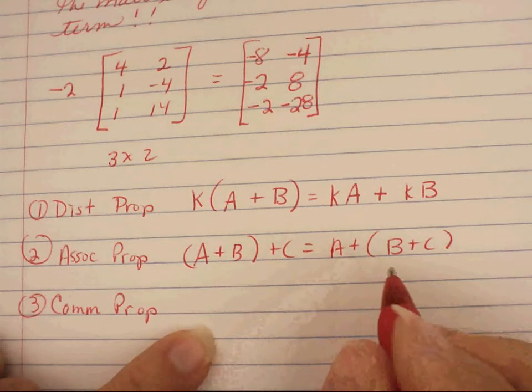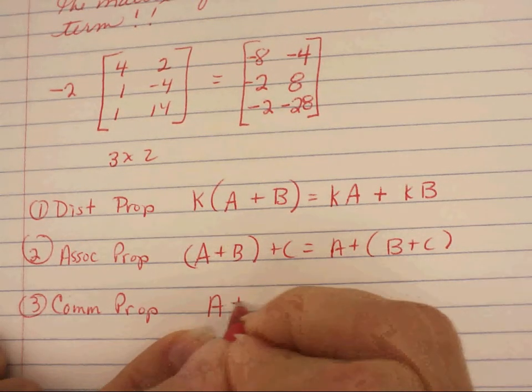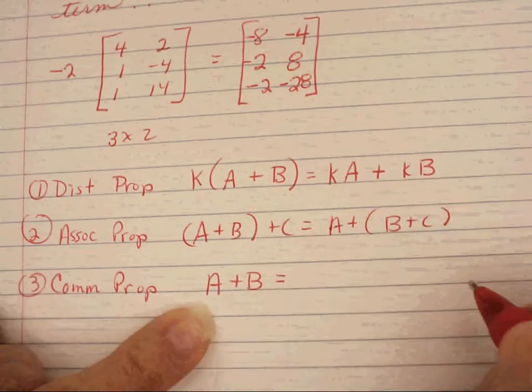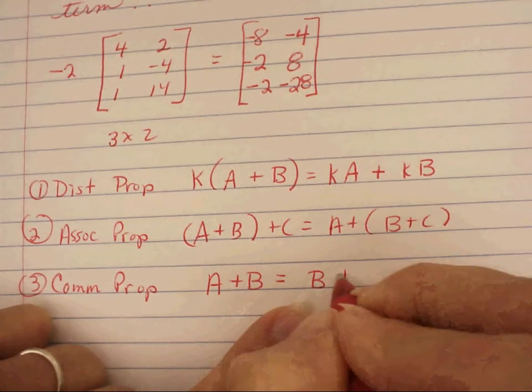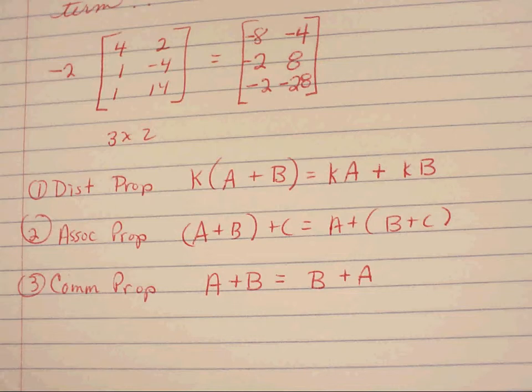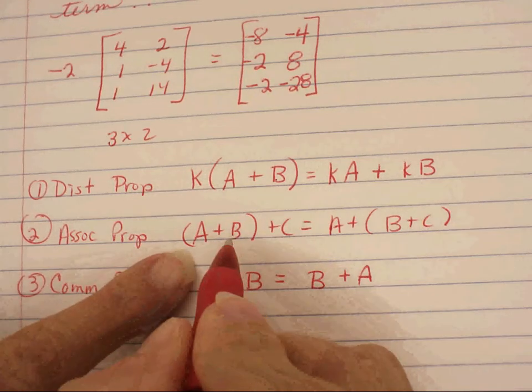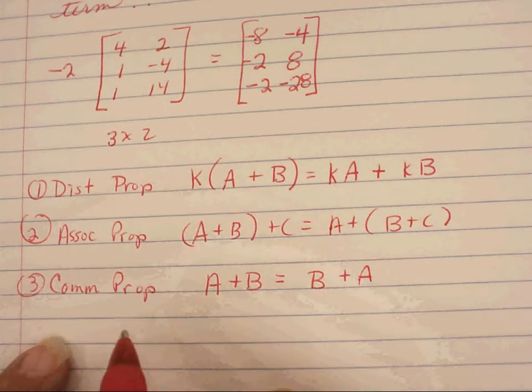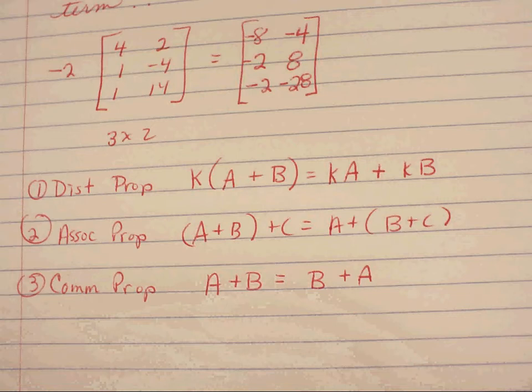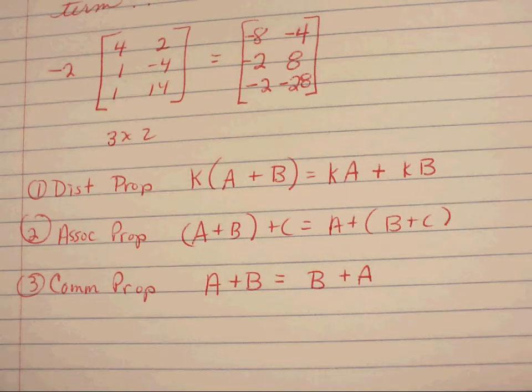The commutative property is about order. If you would like to add the matrices A then B, that is perfectly equivalent to B being added to A. The associative property, the distributive property, and the commutative property as it applies to adding of matrices.